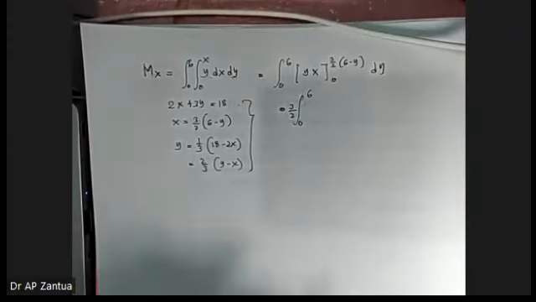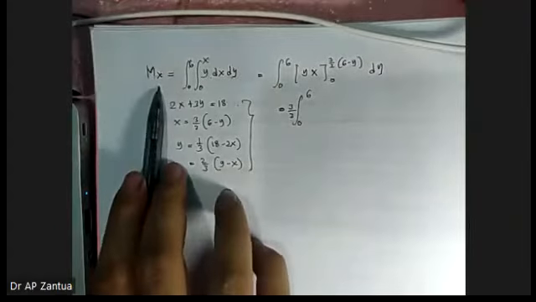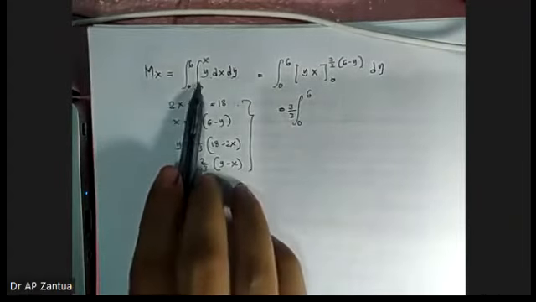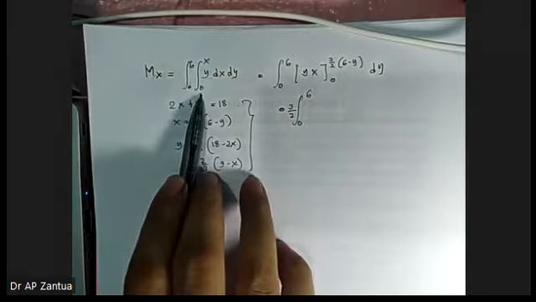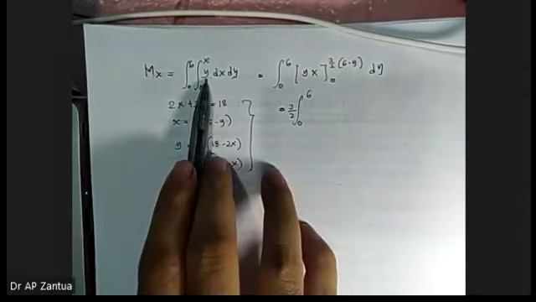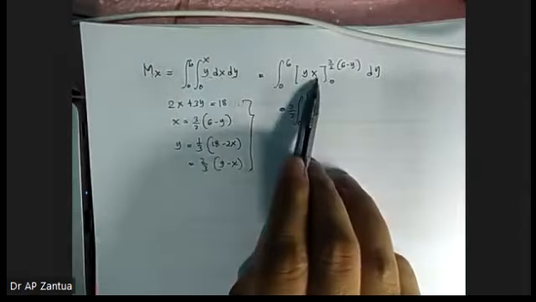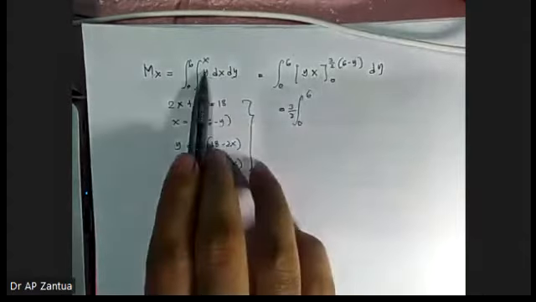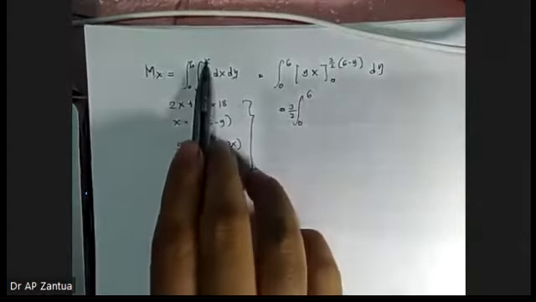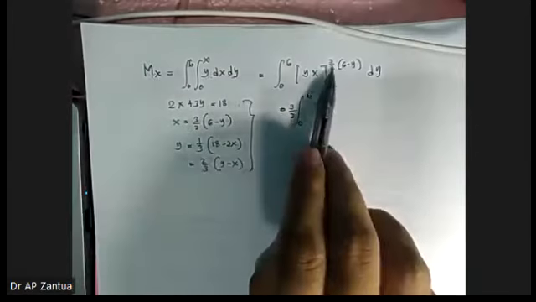Okay, let's continue. So Mx this time. We have to double integrate y dx dy. Integrate this one with respect to x, therefore yx. Then from 0 to x, what is x? x is 3/2 (6 minus y).